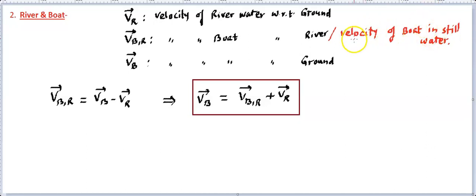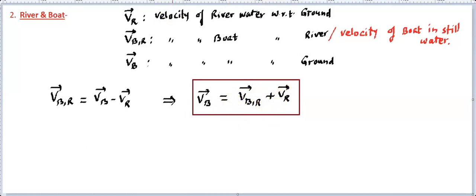So the language will be velocity of boat or a swimmer in still water is this. That means basically we are being given this number. And if this number is given to us and velocity of river is given to us, we can easily find out what the velocity of boat or the man or swimmer is by using this relation. Right. Now, these two velocities will be given to us, and then the vector has to be operated.